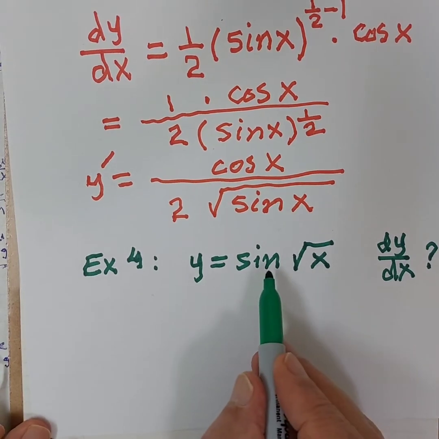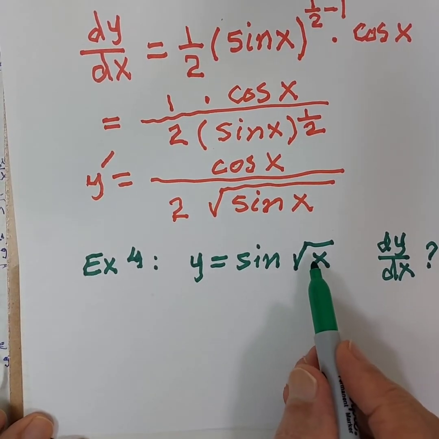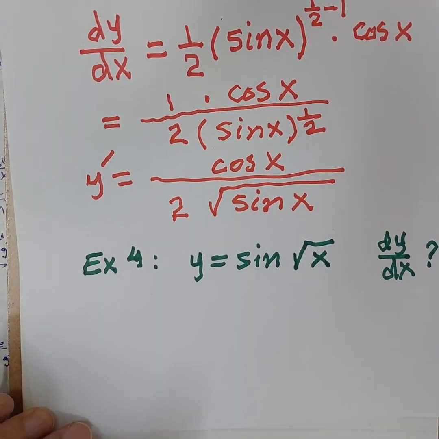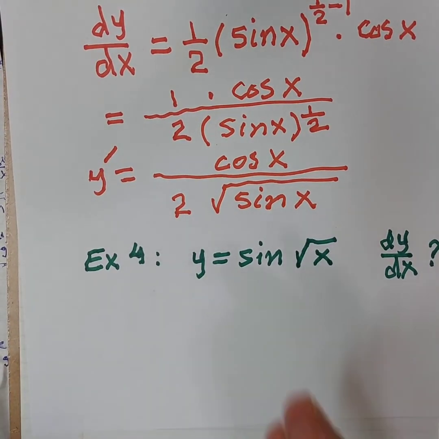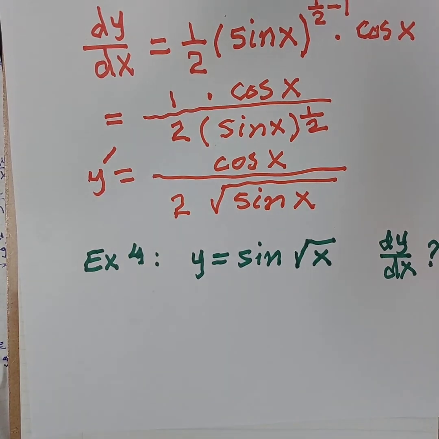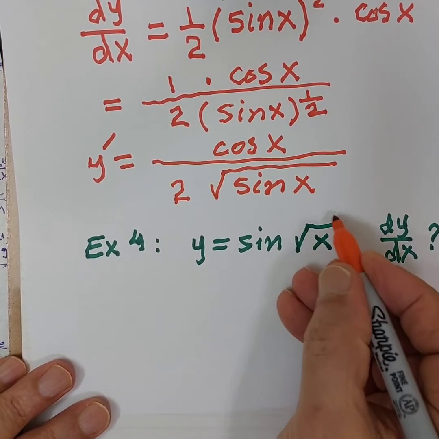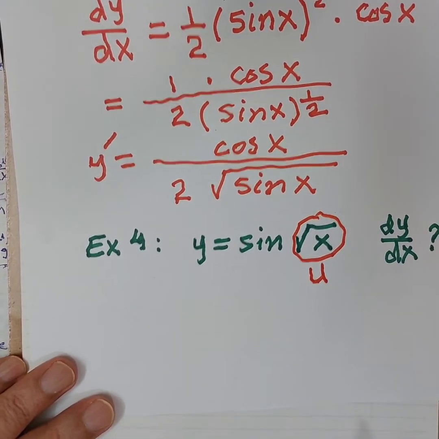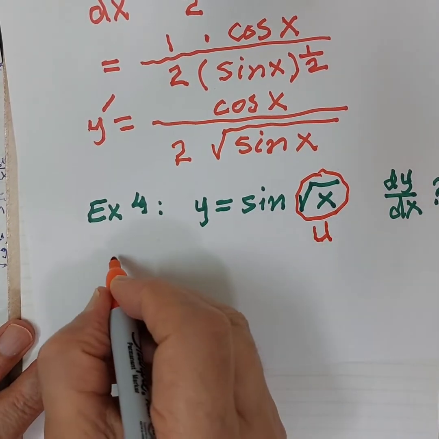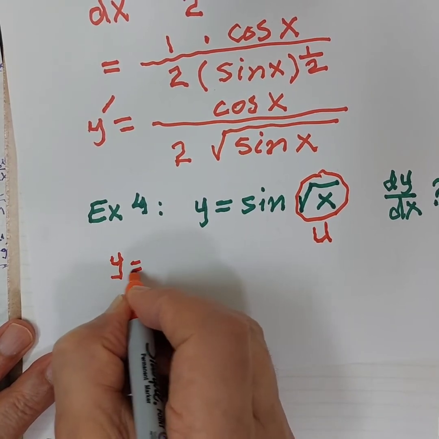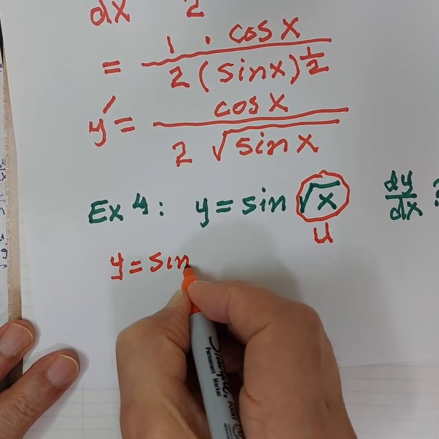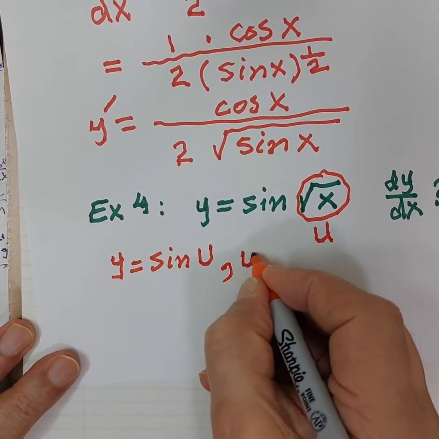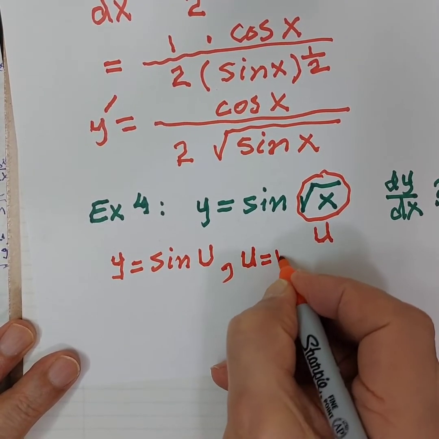Also, you consider this as u, let me suppose it is u. We can do it right away, but I want to explain for you what we will do. Here, if I consider it u, so the question changed into y is equal sine u, where u is square root of x.